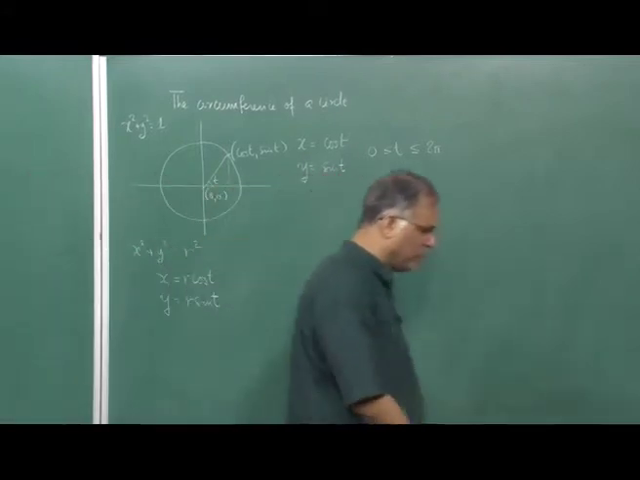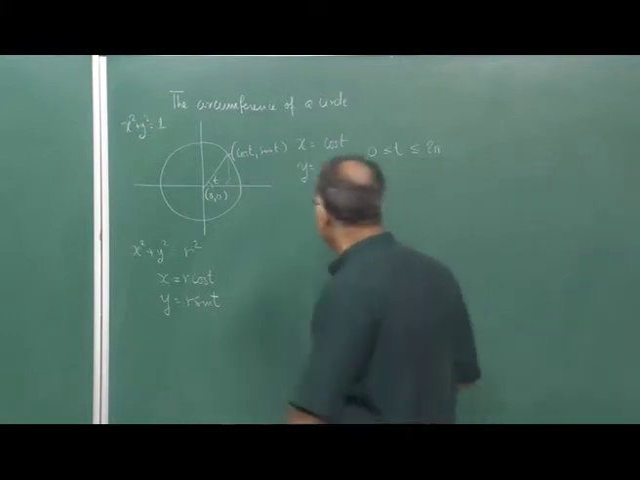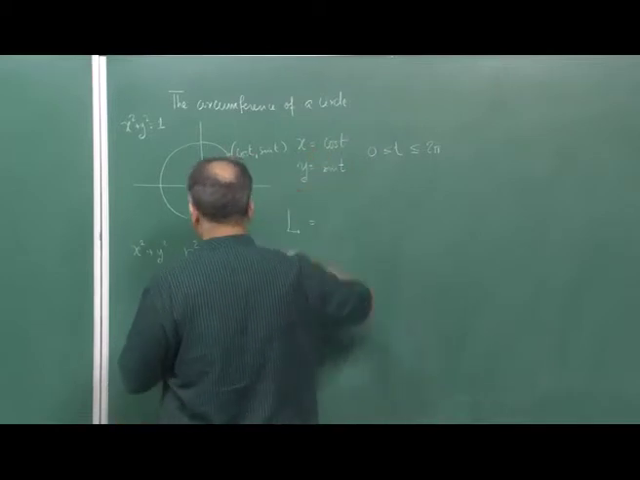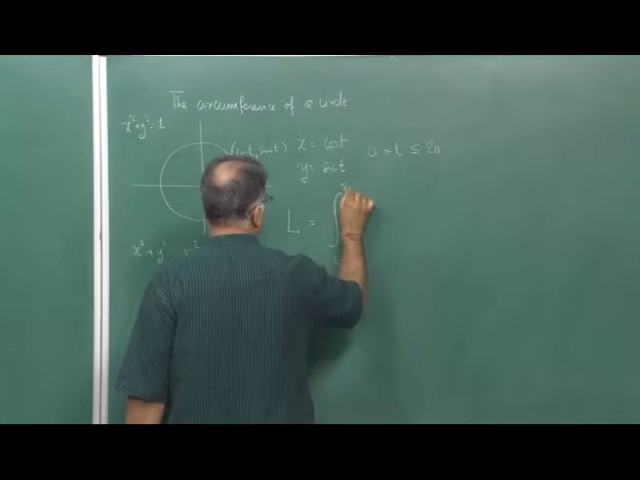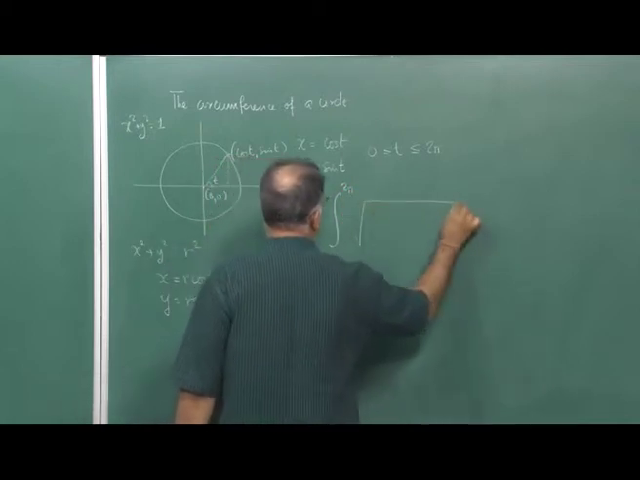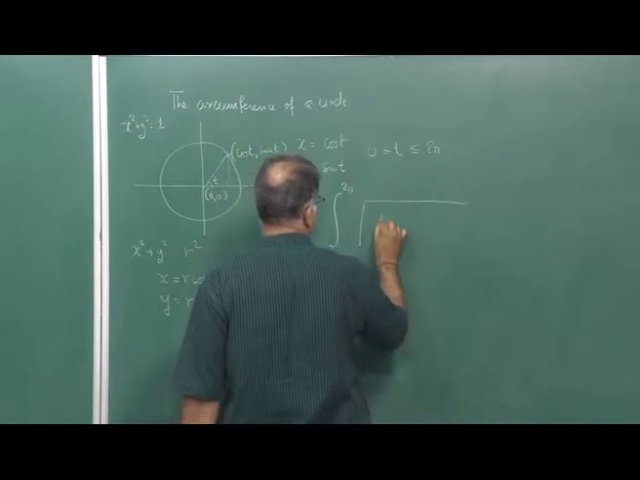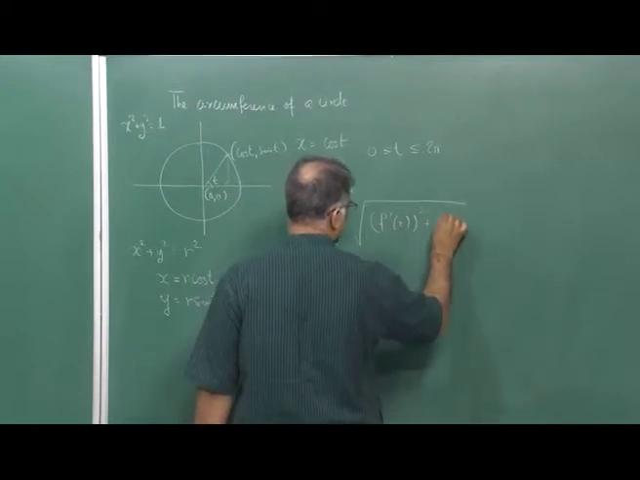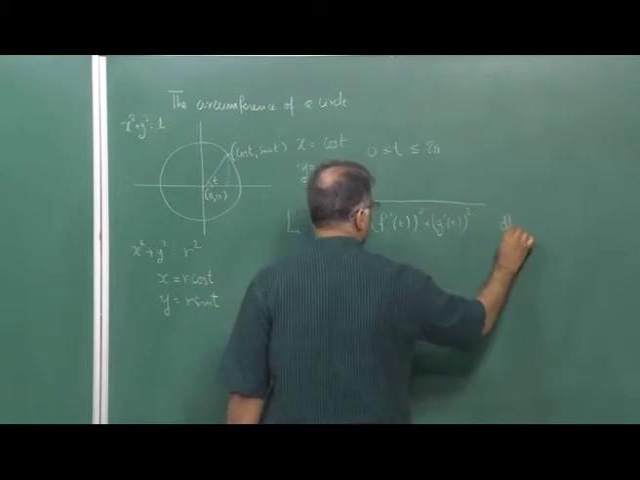So, how do I compute the circumference of this? You now have to use the same formula. I am just doing this particular case, r equal to 1; for general r you will know the answer. The length is the integral from 0 to 2 pi of the root over f dash t whole square plus g dash t whole square dt.